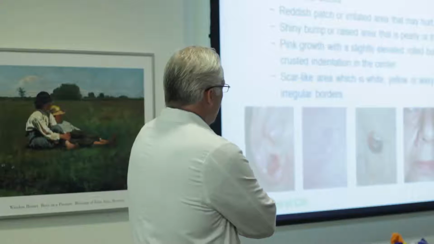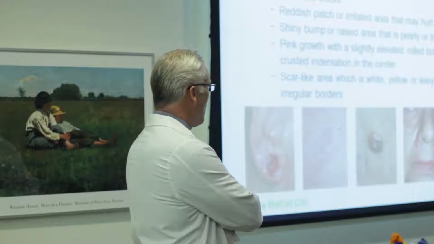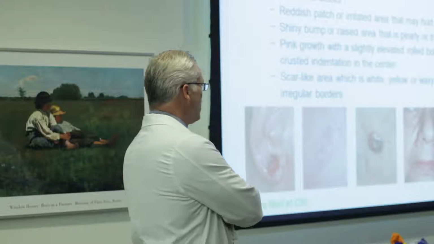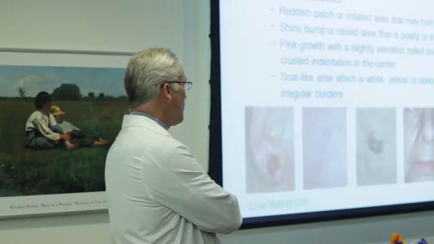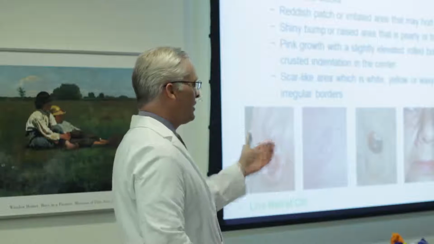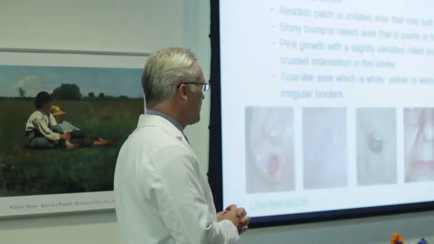It can be a slightly elevated growth with a rolled border, or it could just look like a sun-damaged scar, and those can be very difficult to decide whether they're just sun damage or skin cancer. So the only real way we'll be able to know that for sure is with a biopsy.